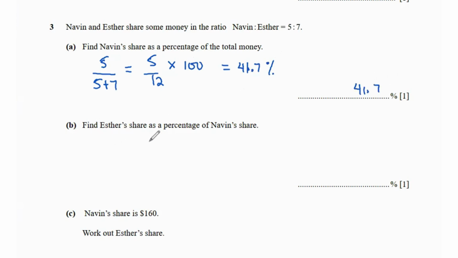Then it says find Esther's share as a percentage of Naveen's share. So that's going to be 7 over 5 times 100, because 7 is the number allotted to Esther and 5 for Naveen. So now we swap the numbers. So it's going to be 7 over 5. So 700 over 5, which equals to 140%.